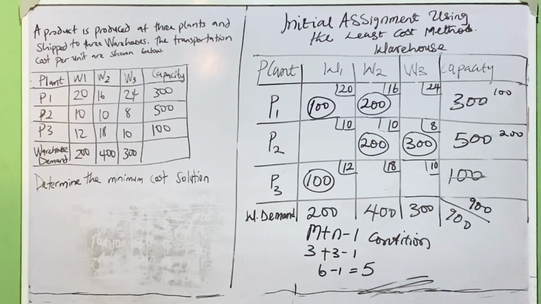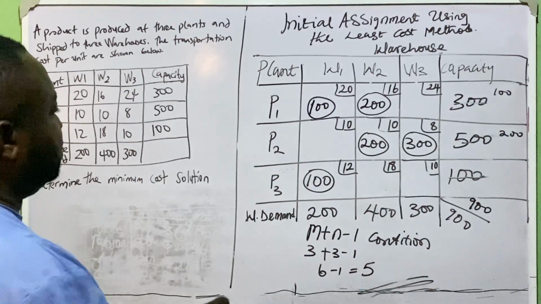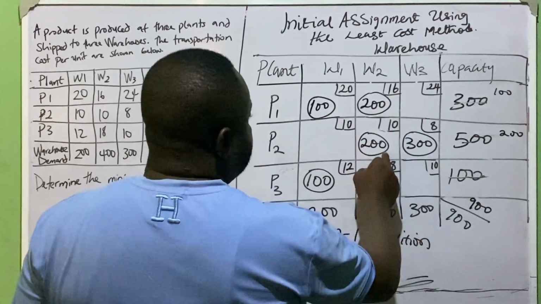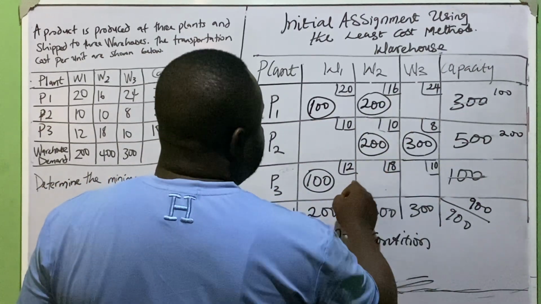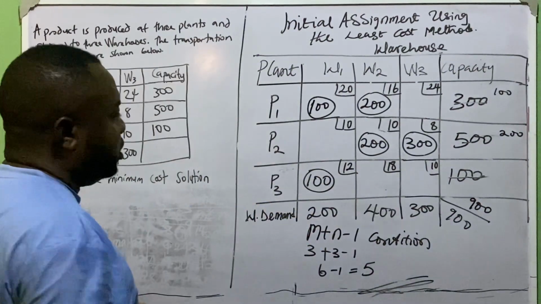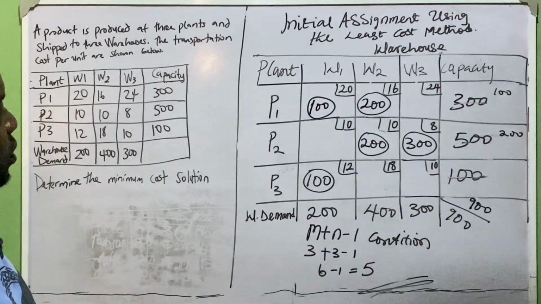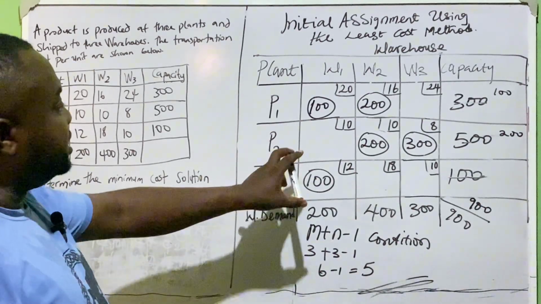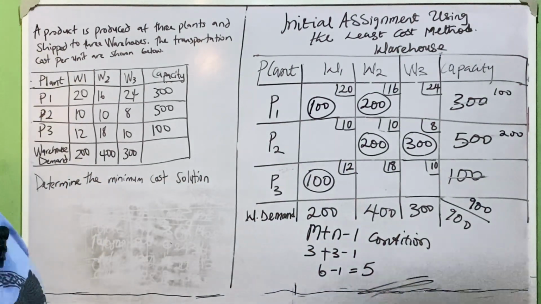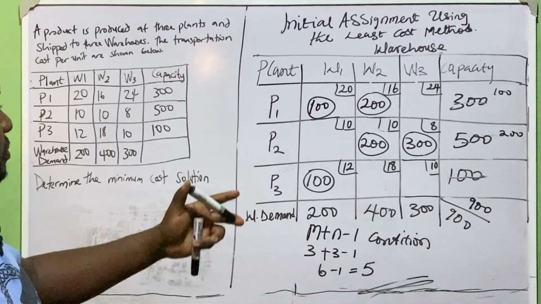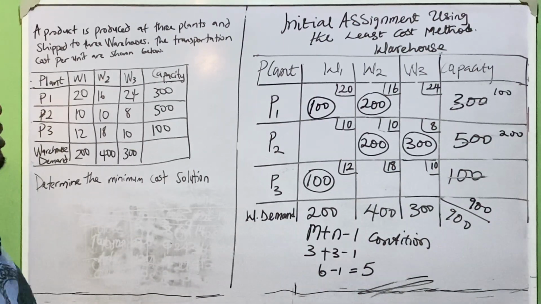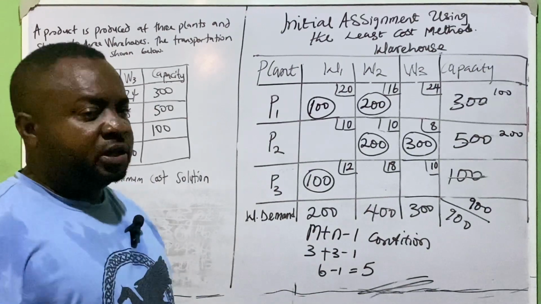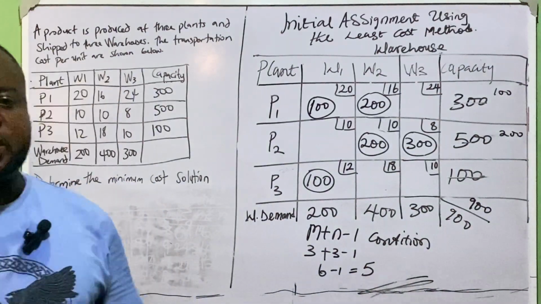So ordinarily, the next would be to compute the total cost, which is just this times this, plus this times this, this times this, this times this, this times this, and you sum them up. But we'll be doing that in our next video, when we'll be testing for optimality to ensure that the schedule that we have given is the best achievable from this. So this is initial assignment using the least cost method. Thank you, and see you in our next video.